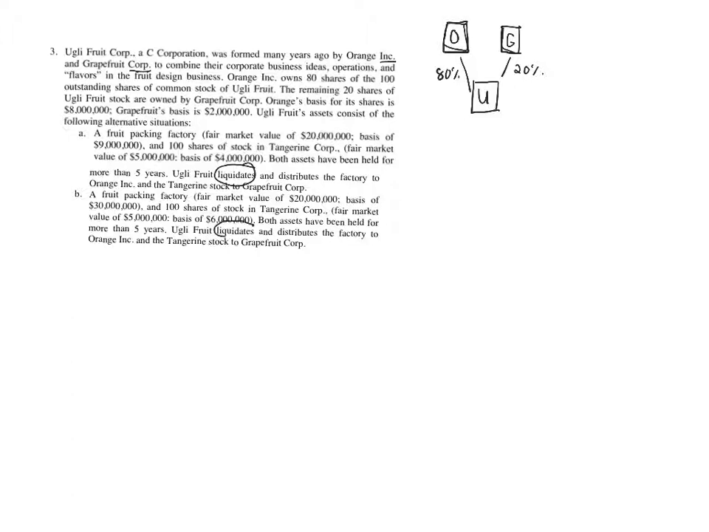And here, if we're going through our analysis, first question, which module? We're in module 9 because liquidation. The second question is, do we have a shareholder that's a corporation? Yes, we do. We have two. And does one of them own 80% or more? Yes. Orange owns 80%. 80 out of 100, 80% or more.